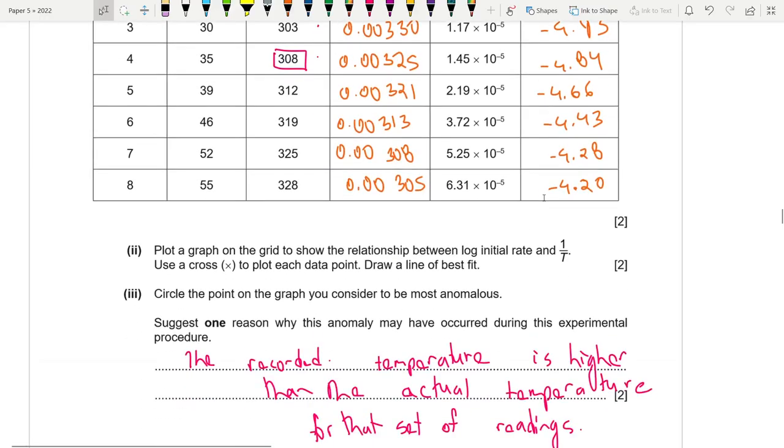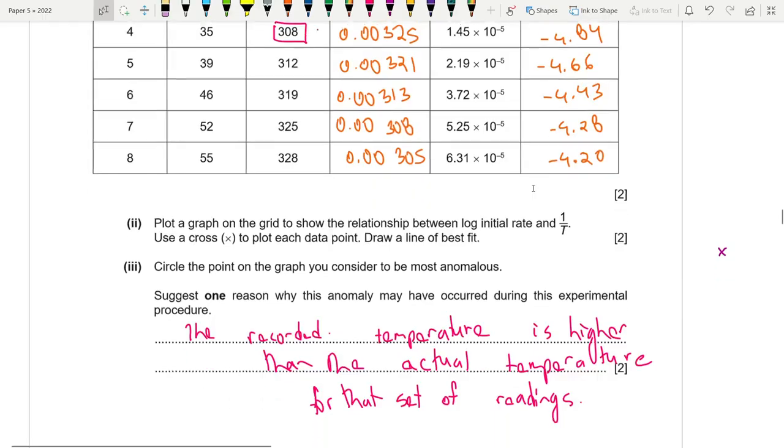Oh, by the way, I forgot to mention this in my physics paper 5 videos, but do not use blobs. You cannot use blobs. What does that mean? This is not allowed. You can either use dots, or I personally prefer crosses. That's what I did in my exam, and I'm going to recommend that to you guys as well. Just use crosses to plot data.